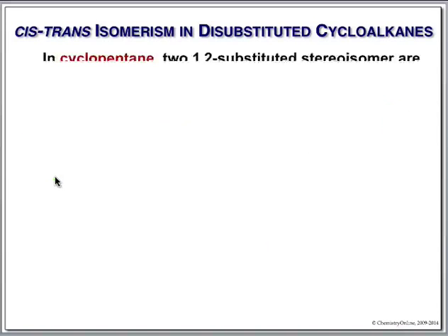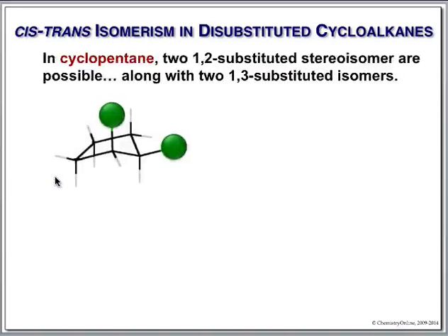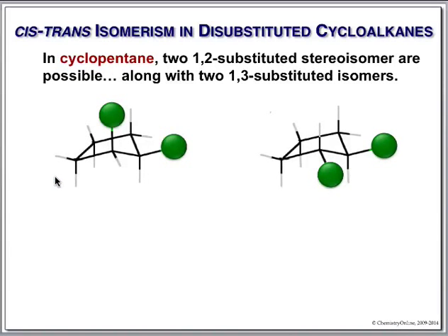Or a five-member ring. We can have a substituent in carbons 1 and 2. That would be cis. Carbons 1 and 2, opposite sides of the plane, this is going up, that's going down, they're trans. Look at where the bond goes. This goes up, this goes up, that's cis. One goes up, one goes down, it's trans.